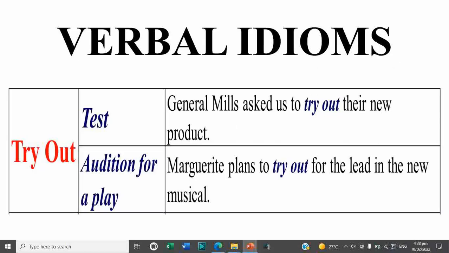Next, try out. It has two meanings. Test. For example, General Mills asked us to try out their new product. It also means audition for a play. For example, Marguerite plans to try out for the lead in the new musical.